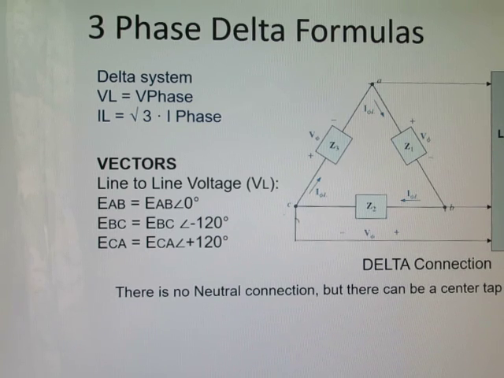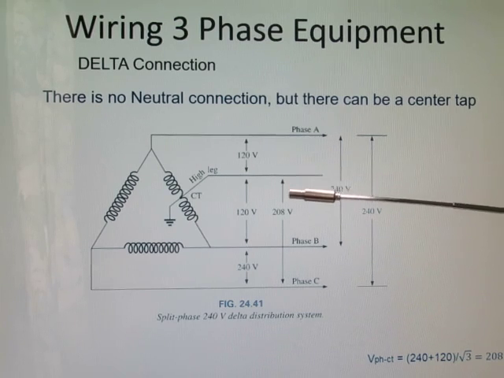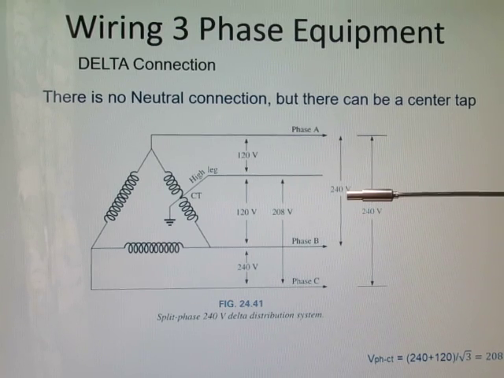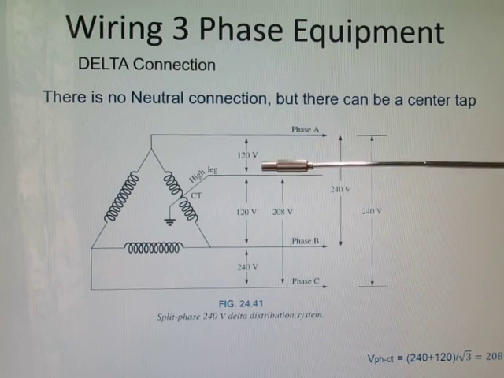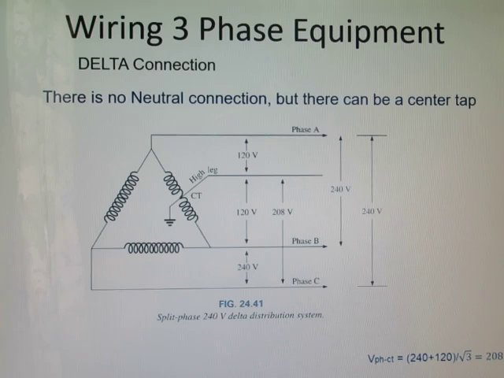Now, there's no neutral connection, but there can be a center tap, and I want to show you that. Here, we have a 240, 120 volt system, and we do end up with a 208 volt, which is an odd voltage. We have line to line of 240, and we have 120 volts here, and then we have a 208 volt here. So let's look at that. We do use 208 volts in some devices, and I wanted to show you how we can get that.